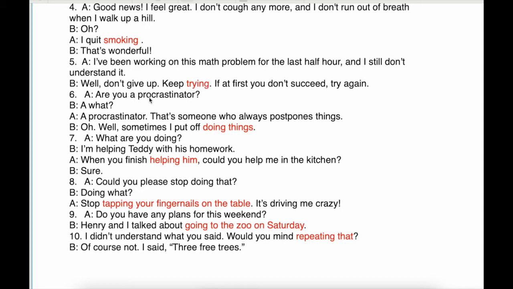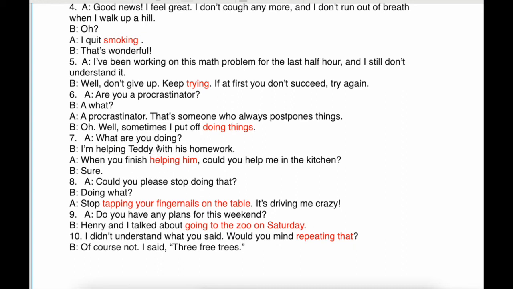Are you a procrastinator? What? A procrastinator. That is someone who always postpones things. Oh well, sometimes I put off doing things. Yani işleri yapmaya geciktiririm. İhmal ederim ya da. What are you doing? I'm helping Teddy with his homework. Kullanımına dikkat edin arkadaşlar. Yani help someone with his or her homework. Ev ödevinde birine yardım etme.